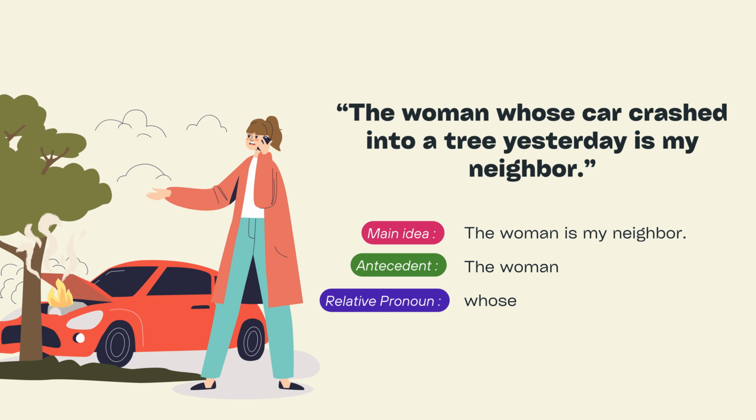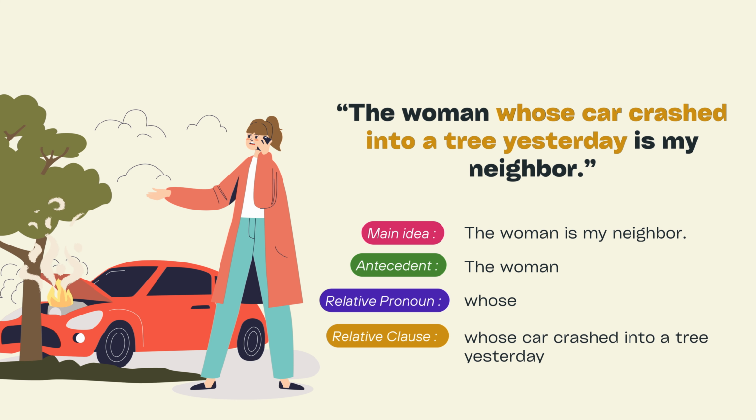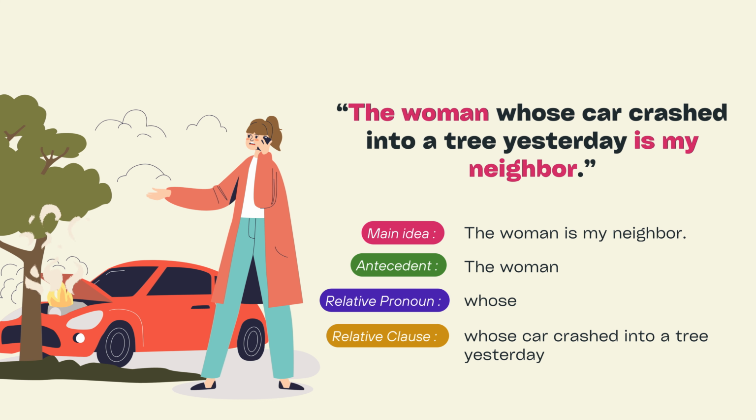The relative clause is whose car crashed into a tree yesterday. This clause provides additional information about the woman, specifically about an incident involving her car. So, the complete sentence tells us that there is a woman and she is our neighbor. The relative clause, whose car crashed into a tree yesterday, helps us understand more about which woman we're talking about.